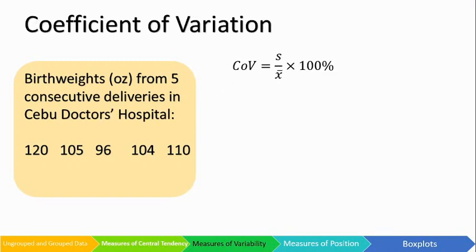The last measure of variability is the coefficient of variation. This takes into account the standard deviation relative to the mean of the dataset, as shown in the formula. From the values computed earlier, the coefficient of variation of our dataset is 8.25%.